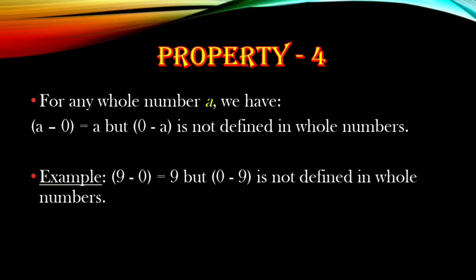The fourth property is, for any whole number a, we have a minus 0 is equal to a. 0 subtracted from a gives a as difference. But a subtracted from 0 is not defined in whole numbers. Let us take an example. 0 subtracted from 9 gives the difference 9, which is a whole number. But 9 subtracted from 0 is not defined in whole numbers.